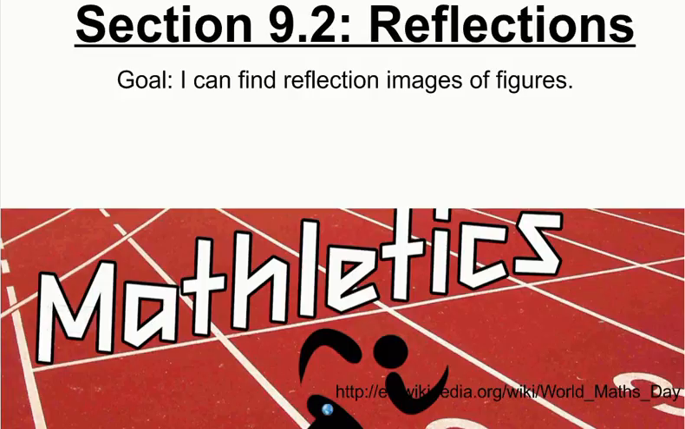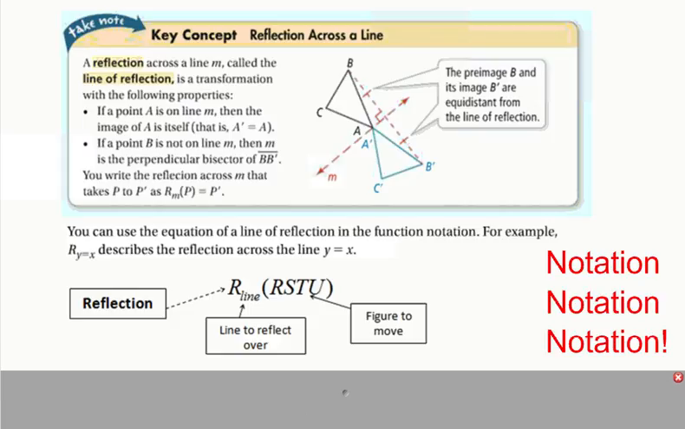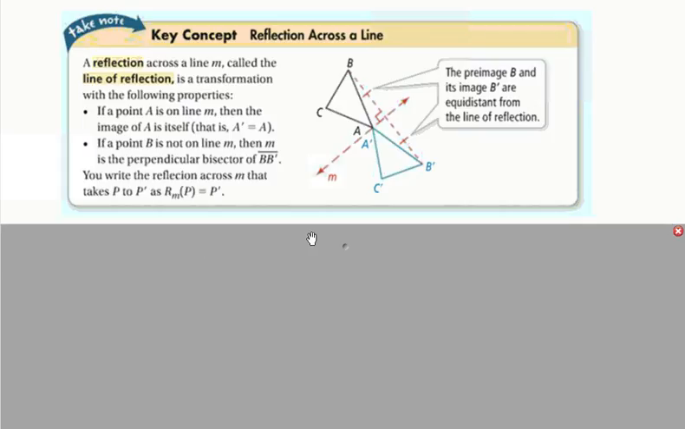But let's start off with a couple things about reflection. So a reflection, here's a key term for you. Across the line M, the line is called a line of reflection. The reflection is actually what's happening to the figure. So if a point A is on the line M, then the image of A would be itself. So right here, when you're reflecting something, if it's on the line of reflection, it does not move.